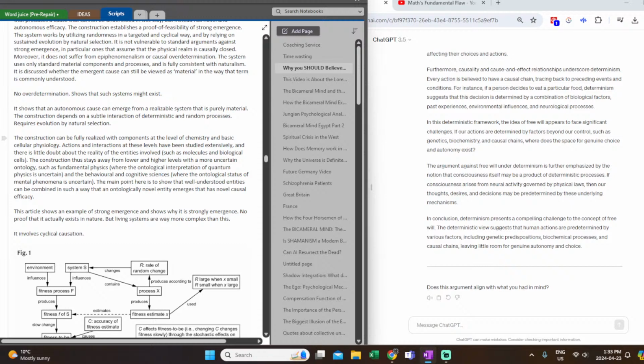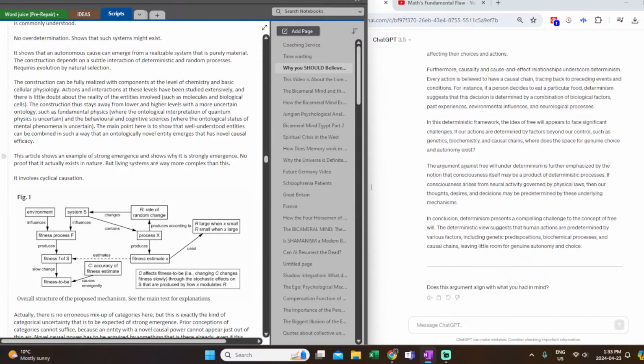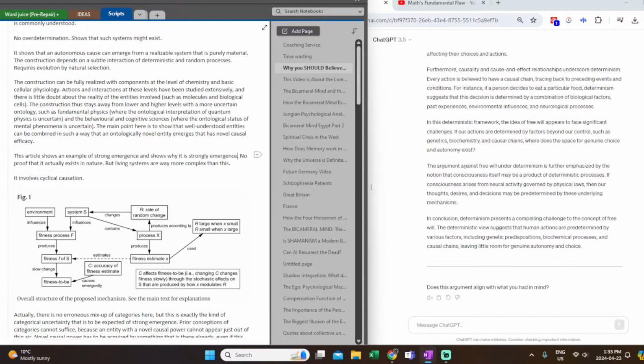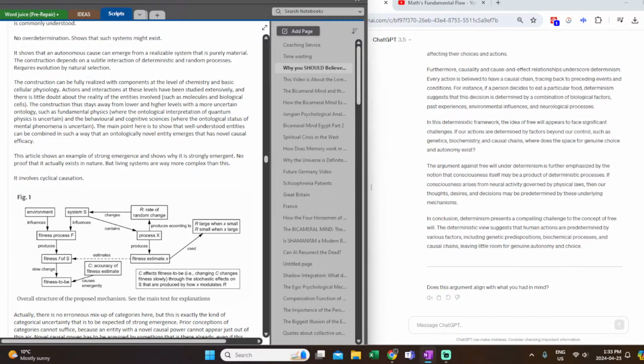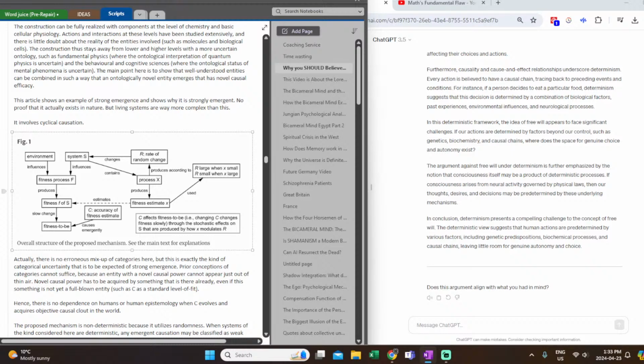So the main point here is to show that well understood entities can be combined in such a way that an ontologically novel entity emerges and has novel causal efficacy. The article shows an example of strong emergence and shows why it is strongly emergent. I meant to write emergent here. No proof that it actually exists in nature, but living systems are way more complex than this. Okay.